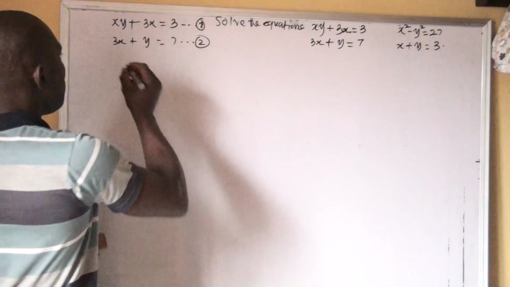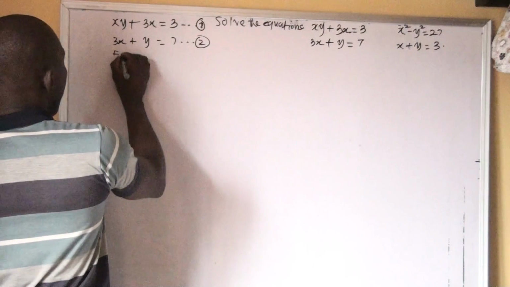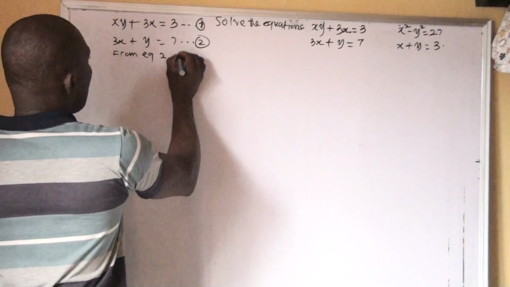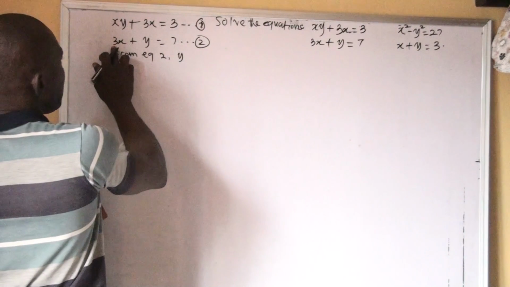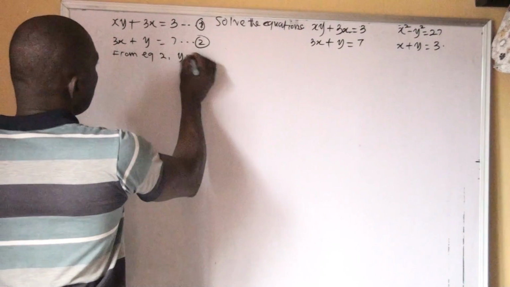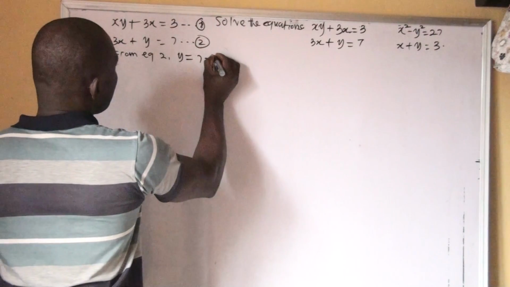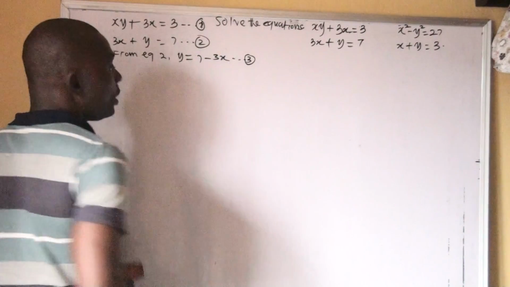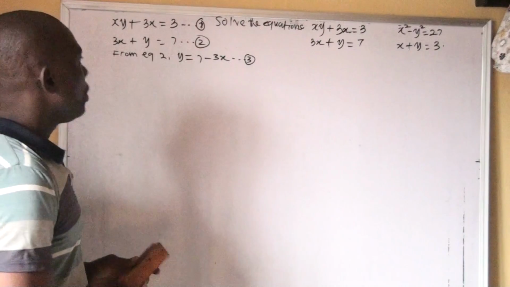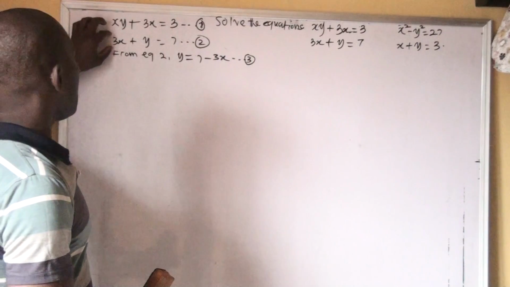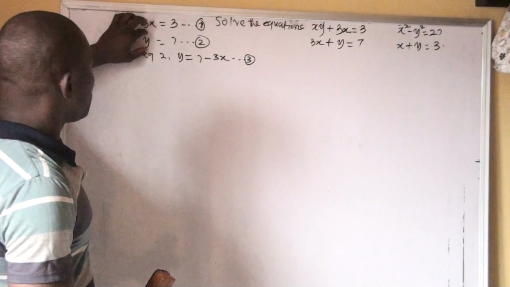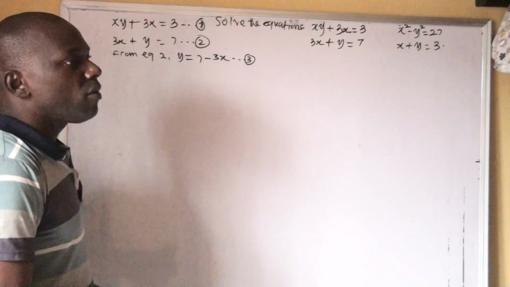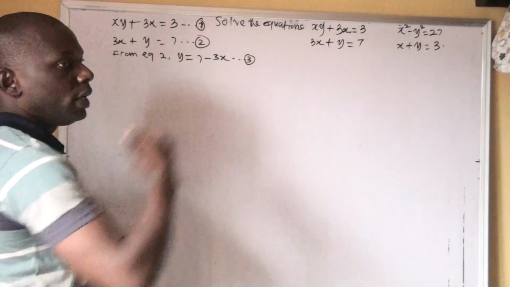So from equation 2, let's make y the subject of the formula. From equation 2, y equals, as 3x crosses to this side, it becomes 7 minus 3x. This becomes a new equation, equation 3. What we have done here is make y the subject of the formula, that is, y will be on its own, while all the other variables move to the other side.